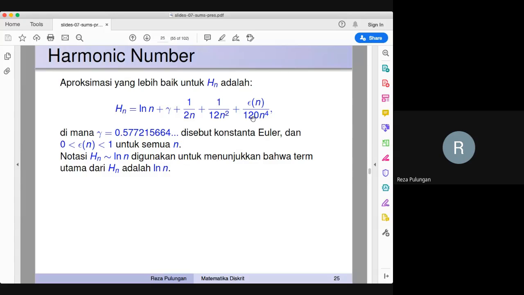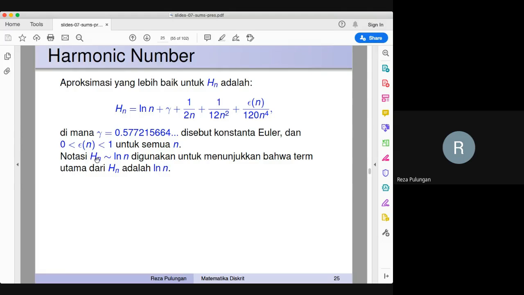That means that when n gets larger, this stays the same, and this is smaller, this is smaller, this is smaller. What does it mean? When n gets larger, the harmonic number is getting closer and closer to this one. You see the point? So when n gets larger, it is becoming closer and closer to the natural logarithm of n.